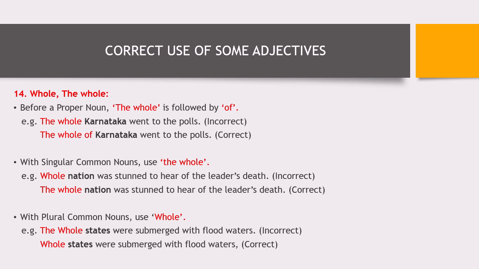14. Whole. The whole. Before a proper noun, the whole is followed by of. For example, the whole Karnataka went to the polls. Incorrect. The whole of Karnataka went to the polls. Correct. With singular common nouns, use the whole. For example, whole nation was stunned to hear of the leader's death. Incorrect. The whole nation was stunned to hear of the leader's death.